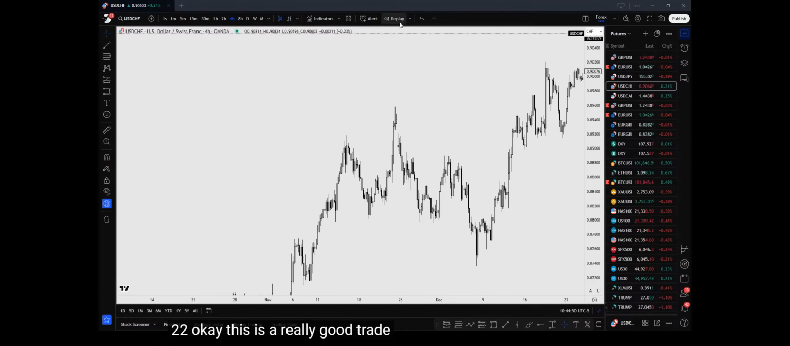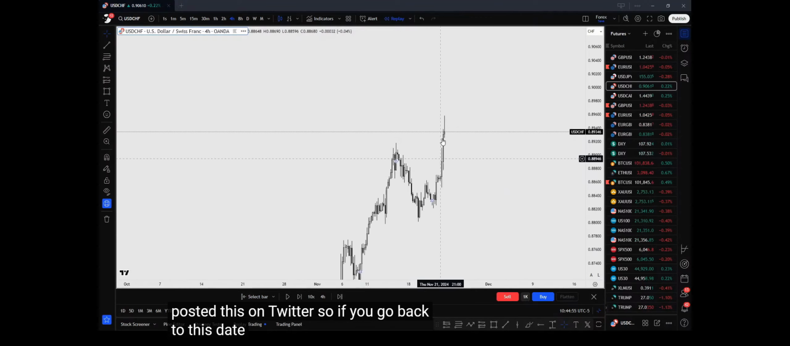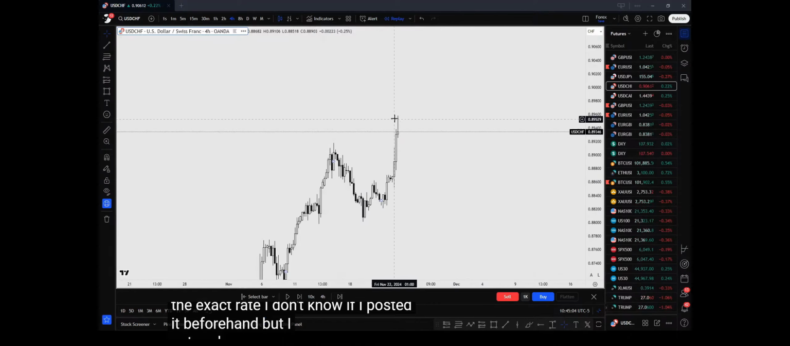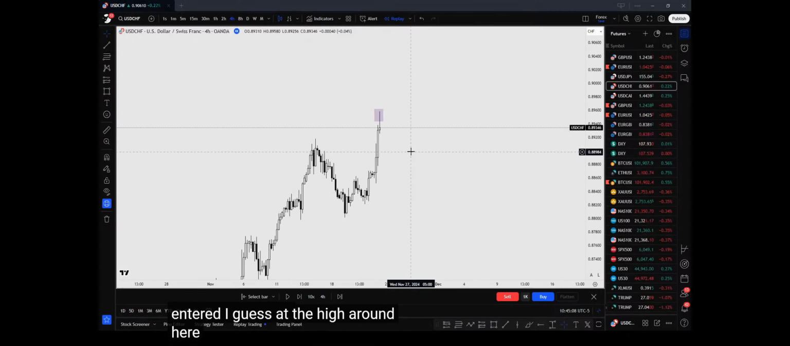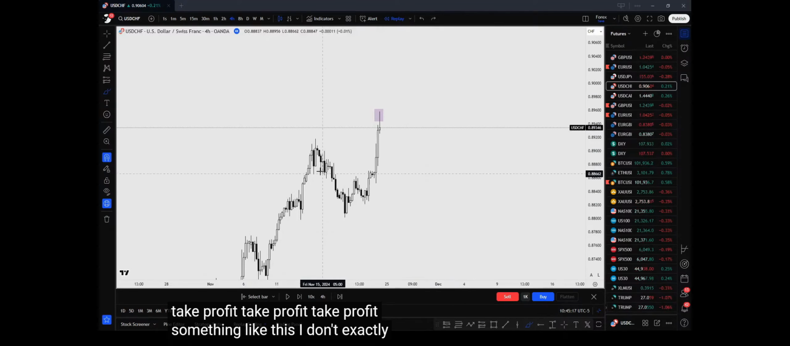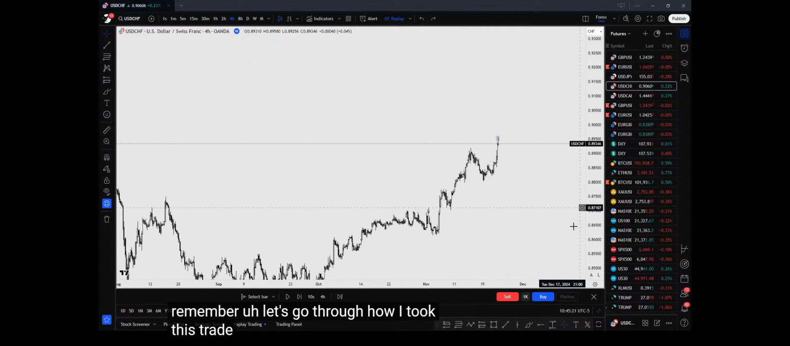Okay, this was a really good trade. I posted this on Twitter, so if you go back to this date, you will see the exact rate. I don't know if I posted it beforehand, but I entered at the high around here, and I had many take profits, which I shared all of them on Twitter. Take profit, take profit, take profit, something like this. I don't exactly remember. Let's go through how I took this trade.